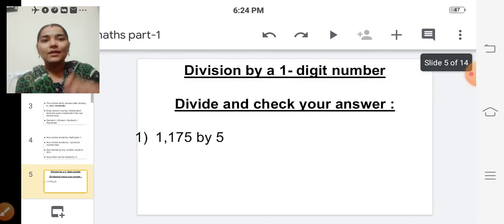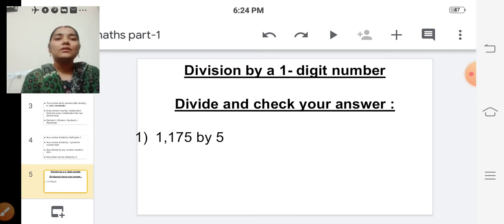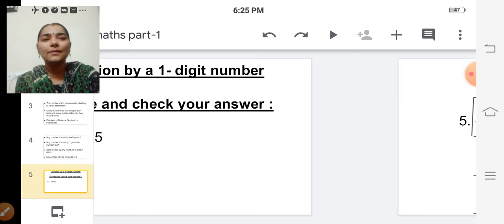Division by a one-digit number. So divide and check your answer. See the first problem. So we are going to divide 1175 by 5. 5 is a one-digit number, isn't it? So we are going to divide 1175 by 5.